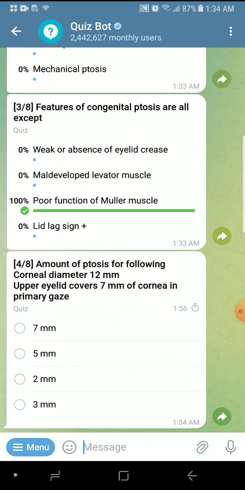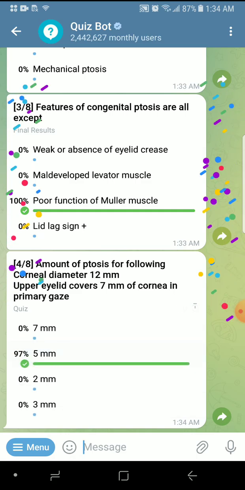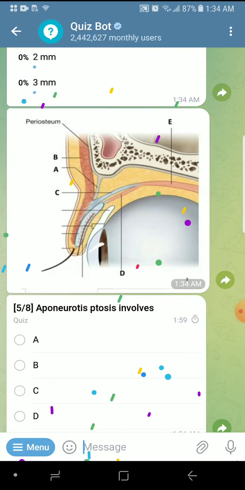Now corneal diameter is 12, which means the upper eyelid is covering 2 mm of the cornea. Vertical palpebral fissure is such that the upper eyelid covers 7 mm of the cornea. Means upper eyelid covers 7, and 2 is already covered. So extra 5 mm is covered. That extra 5 mm is ptosis. That comes in severe grade of ptosis.